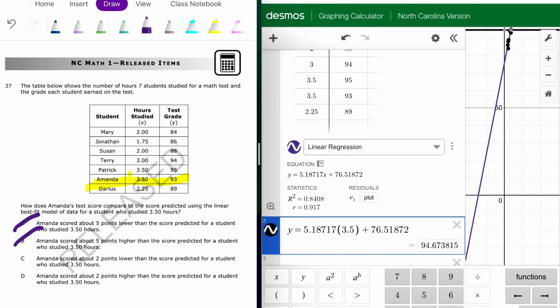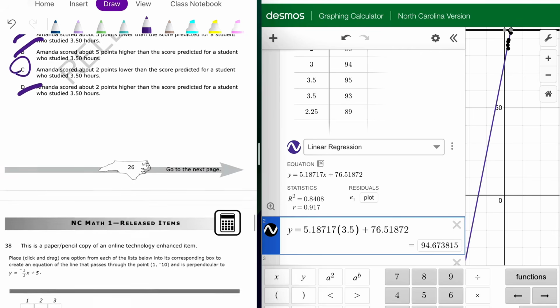The equation in the calculator is the predicted. And so, actually, I don't even have to, and then it's about 2, right? 94.67 is about 2 lower than that. Or sorry, 93 is about 2 lower than 94.67. Okay.